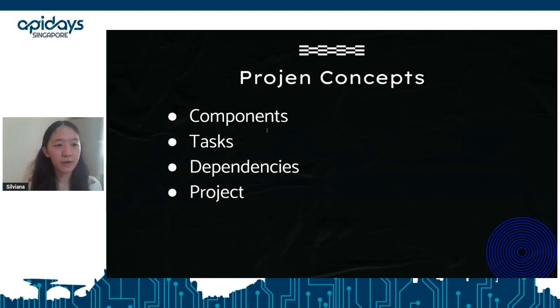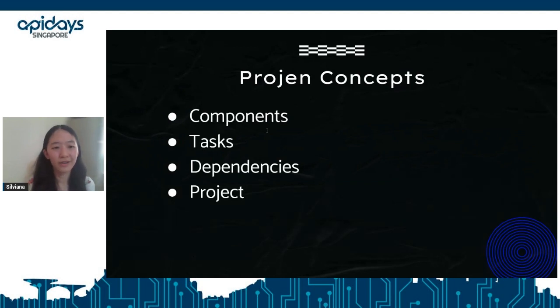So let's talk about the concepts in Projen. So we have four main concepts, the components, tasks, dependencies, and projects. So components will represent a self-contained feature of your project. So components are like the building blocks that are composed together into projects. So for example, your ESLint configuration can be one component.